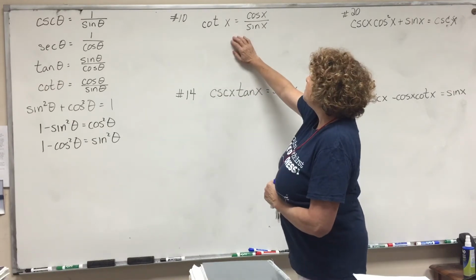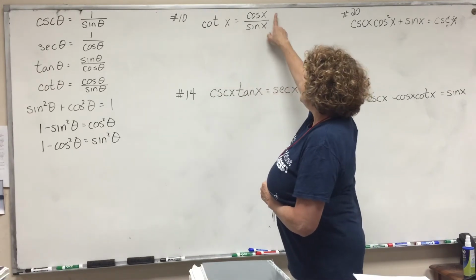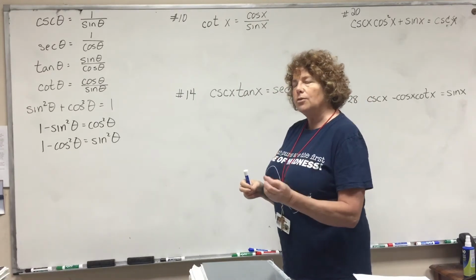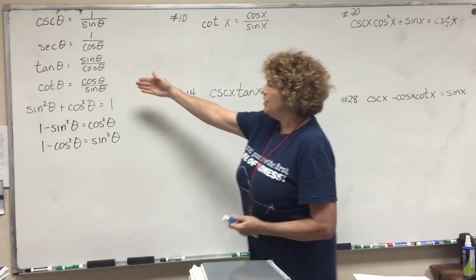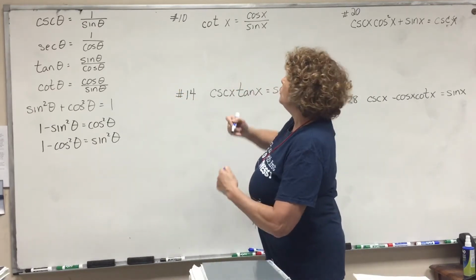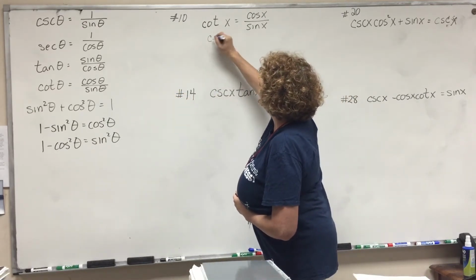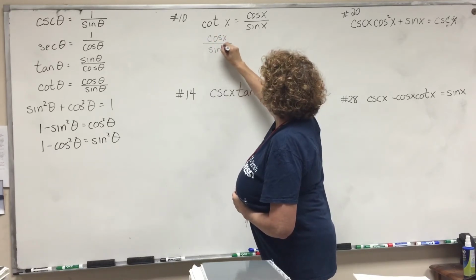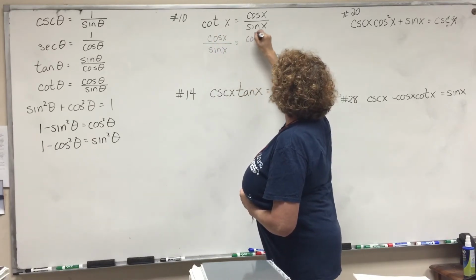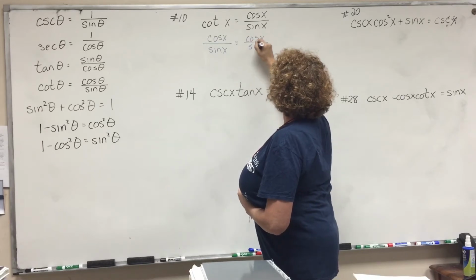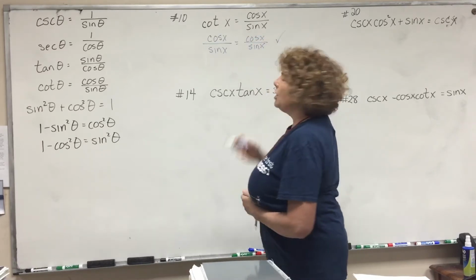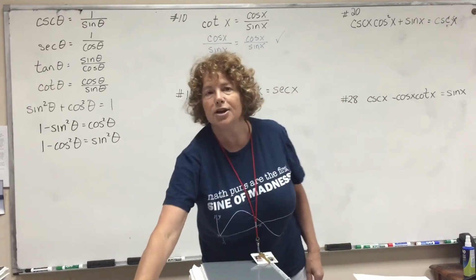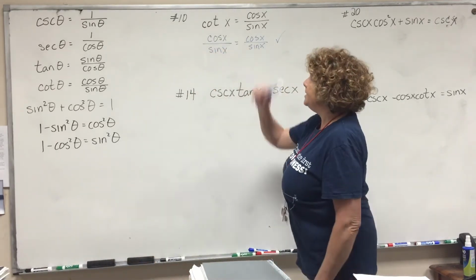Number 10, cotangent of x equals cosine over the sine. You want to prove that those are equal. Well, that one's fairly easy because we know the cotangent is the cosine over the sine. So you just change cotangent into cosine x over sine x. And I just put a check mark to show that I proved it. There it is. Cosine x over sine x equals cosine x over sine x. That was a nice easy one.